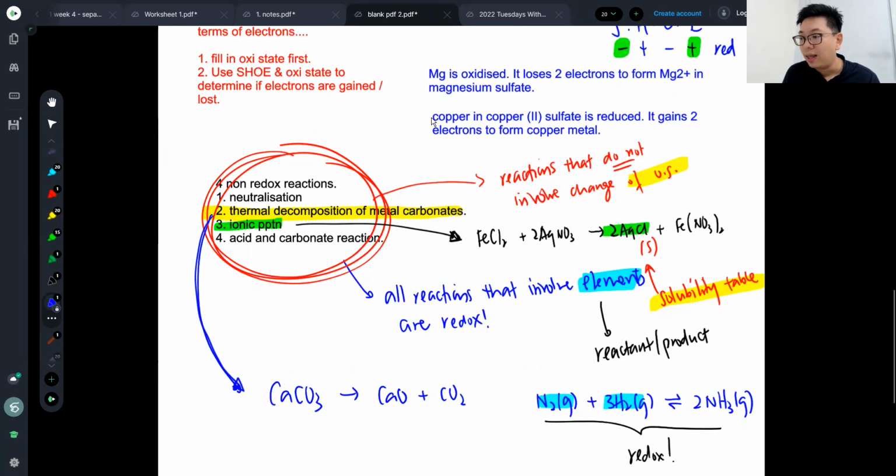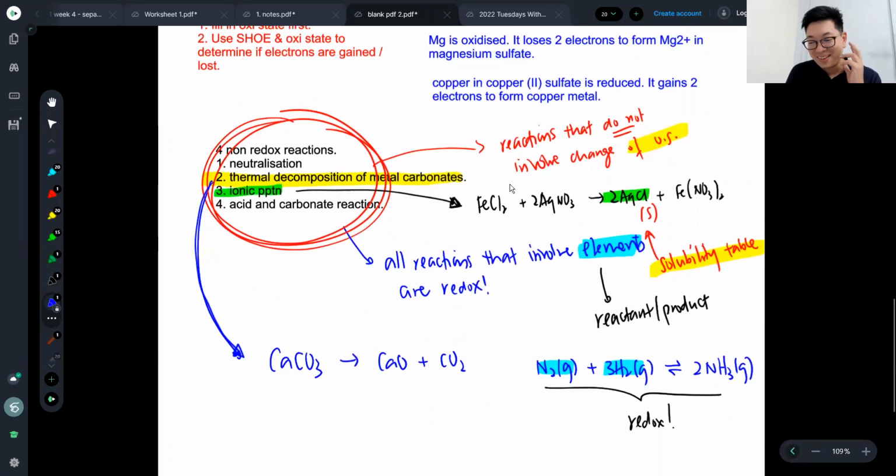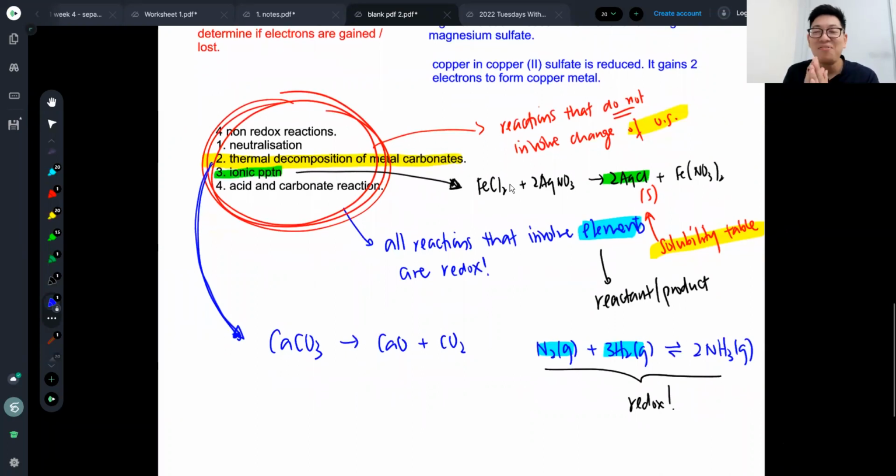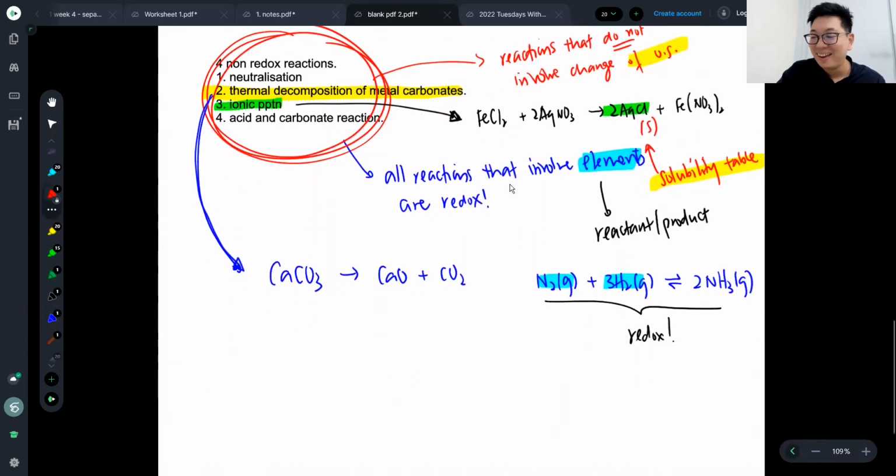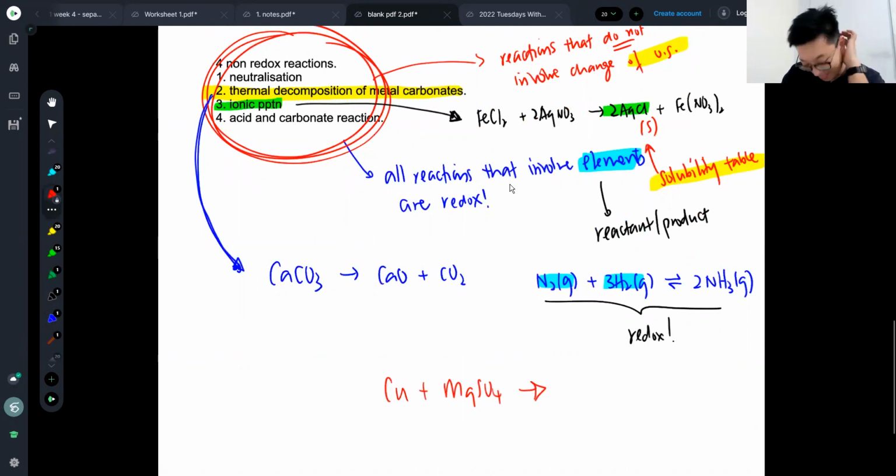Now, if you are trying to do a displacement question, and you add a less reactive metal to magnesium sulfate, then there's no displacement. Obviously, if there's no displacement, then it's non-redox. And if there's no reaction, it's non-redox. So that's it.